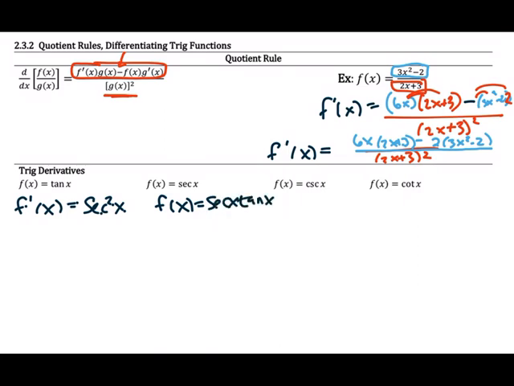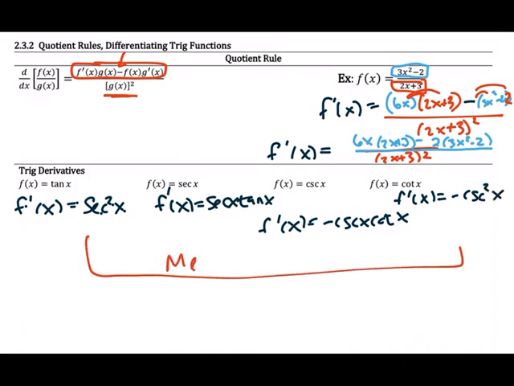The derivative of cosecant is negative cosecant x cotangent x. And the derivative of cotangent of x is negative cosecant squared of x. Now these you need to memorize. Whether you're using Quizlet or some sort of other flashcards, you need to know these four and the original sine and cosine derivatives. But let's focus in the rest of this video on how we use those derivatives, and specifically how we use them with the quotient rule.